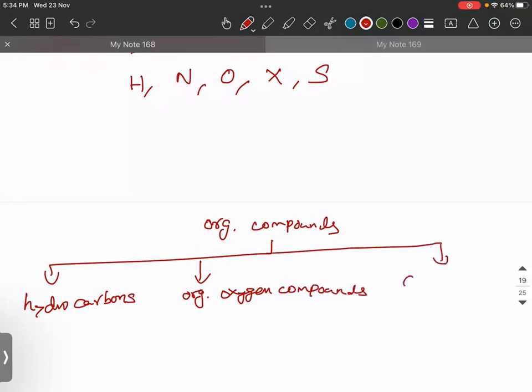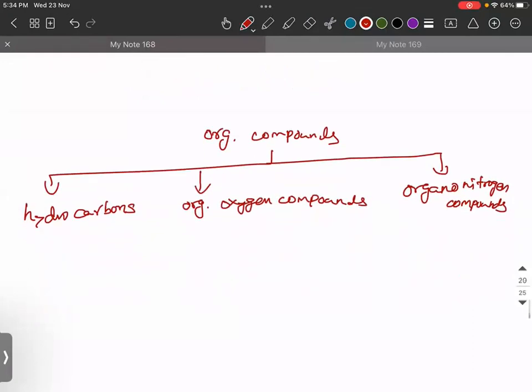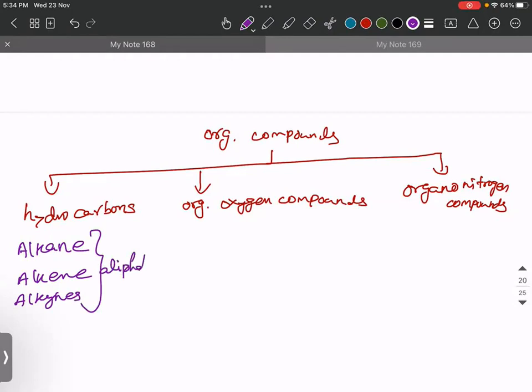Then organo-nitrogen compounds. So the hydrocarbons come under alkane, alkene, alkynes. So these are aliphatic, other than aromatic hydrocarbons.